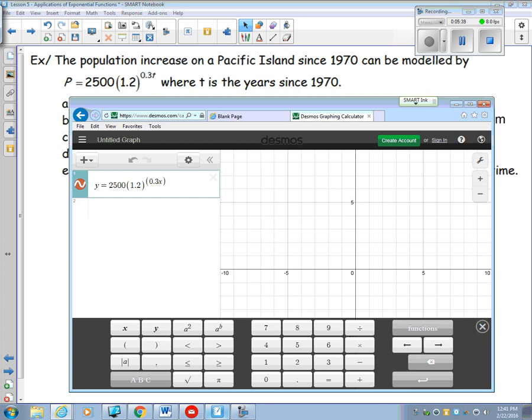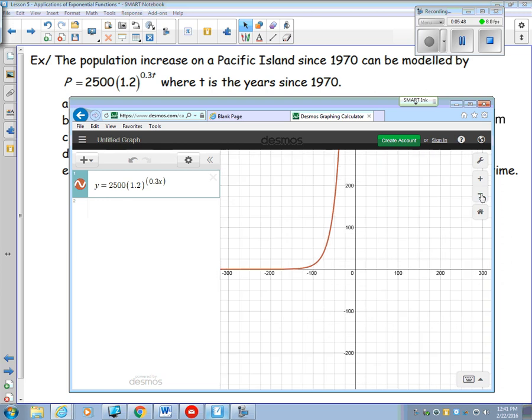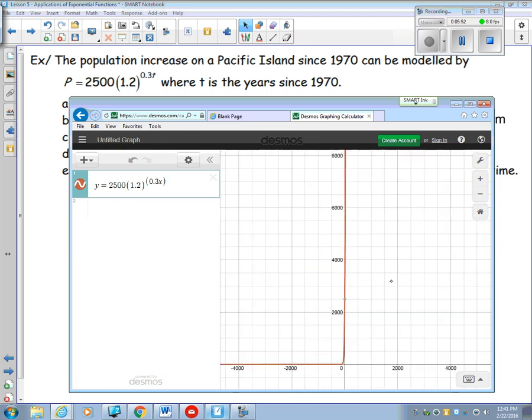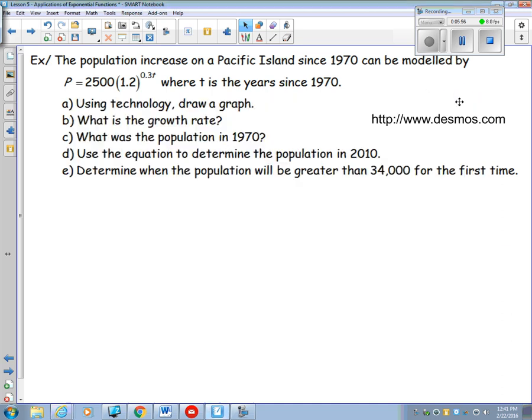Now you notice I can't really see anything right now. It makes sense, right? My initial value is 2,500, so I'm going to have to zoom this graph out a little bit. Okay, zoom out, zoom out, zoom out, zoom out. And there's my graph. It's starting to come into play here. And move it down a little bit so I can see some things. And there's my graph. Okay, so we made some technology.